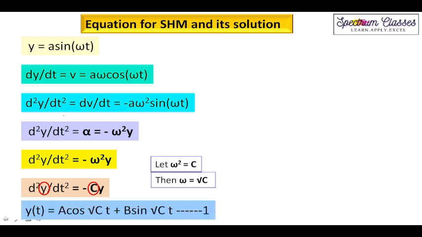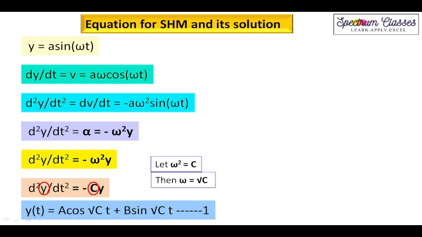Now I am going to assume a solution for this equation. Because it is a double differentiation, in the solution there will be two constant terms, a and b. If it has two constant terms, then the solution is assumed as a cos under root c into t, where t is the variable with respect to which we are differentiating this equation, plus b sine under root c into t.